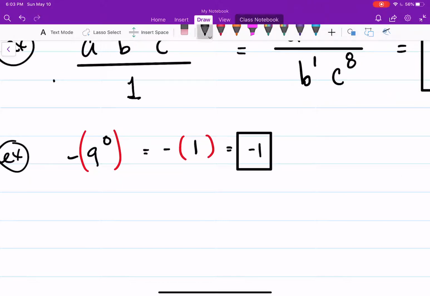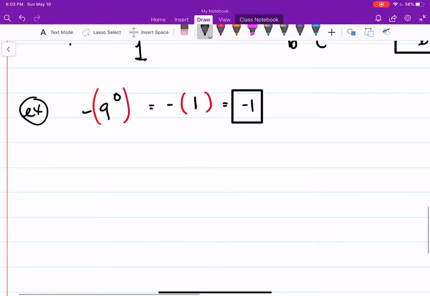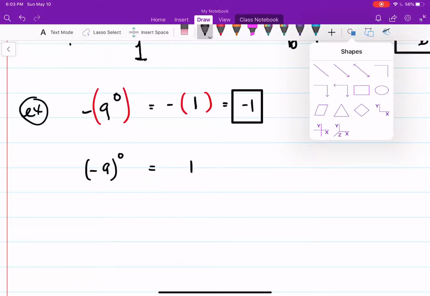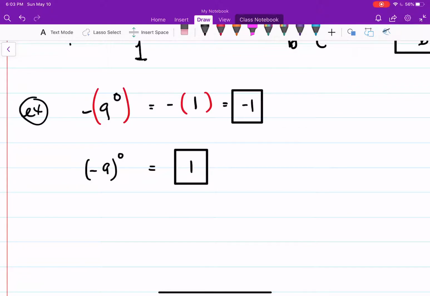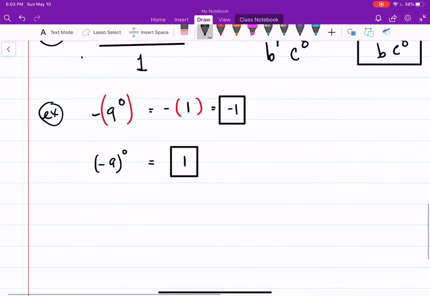Okay? Now, if I had it as this, then that, my friends, would be 1, because the power is attached to the parentheses. So the parentheses is being raised to the 0 power. Therefore, that's why it's just 1 versus the other one. All right? So let's do another example.